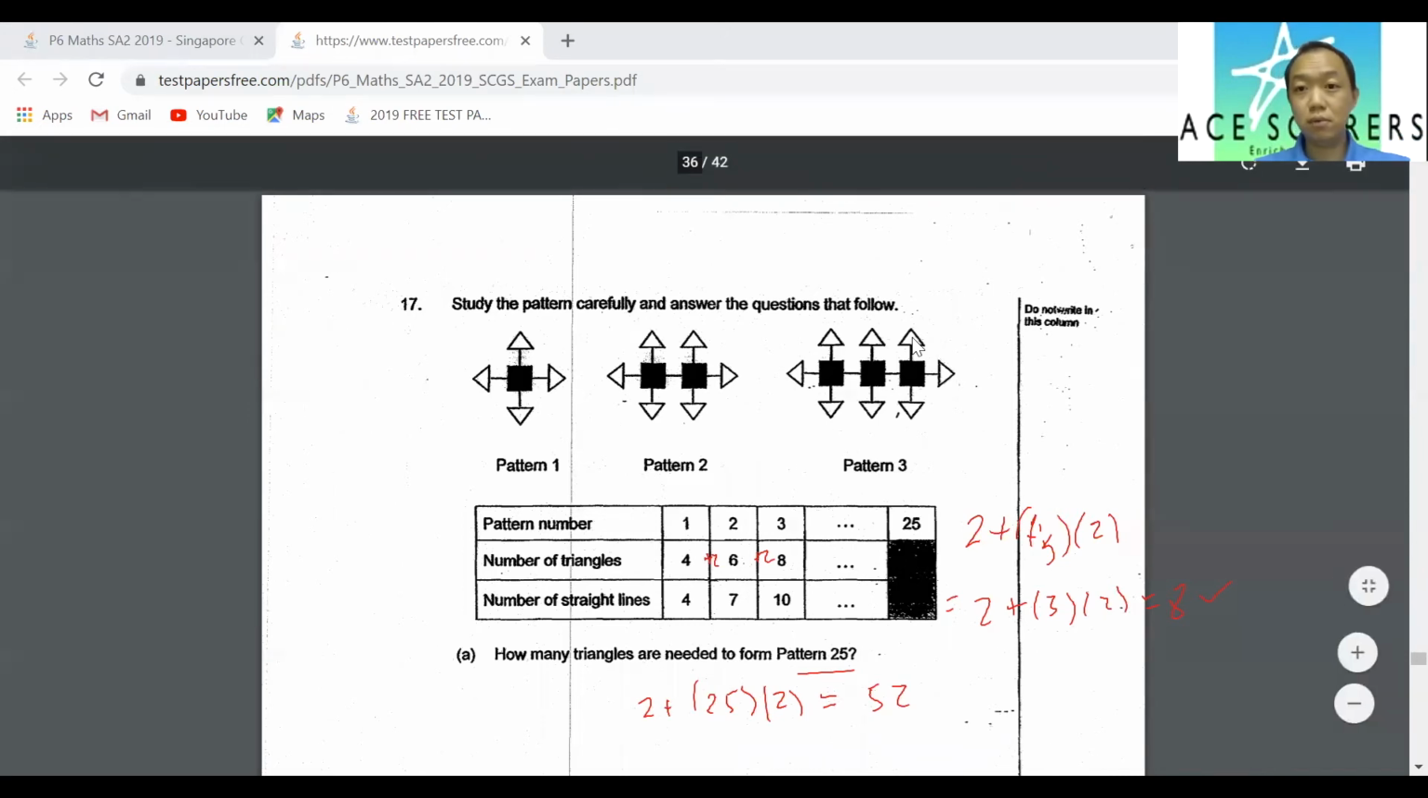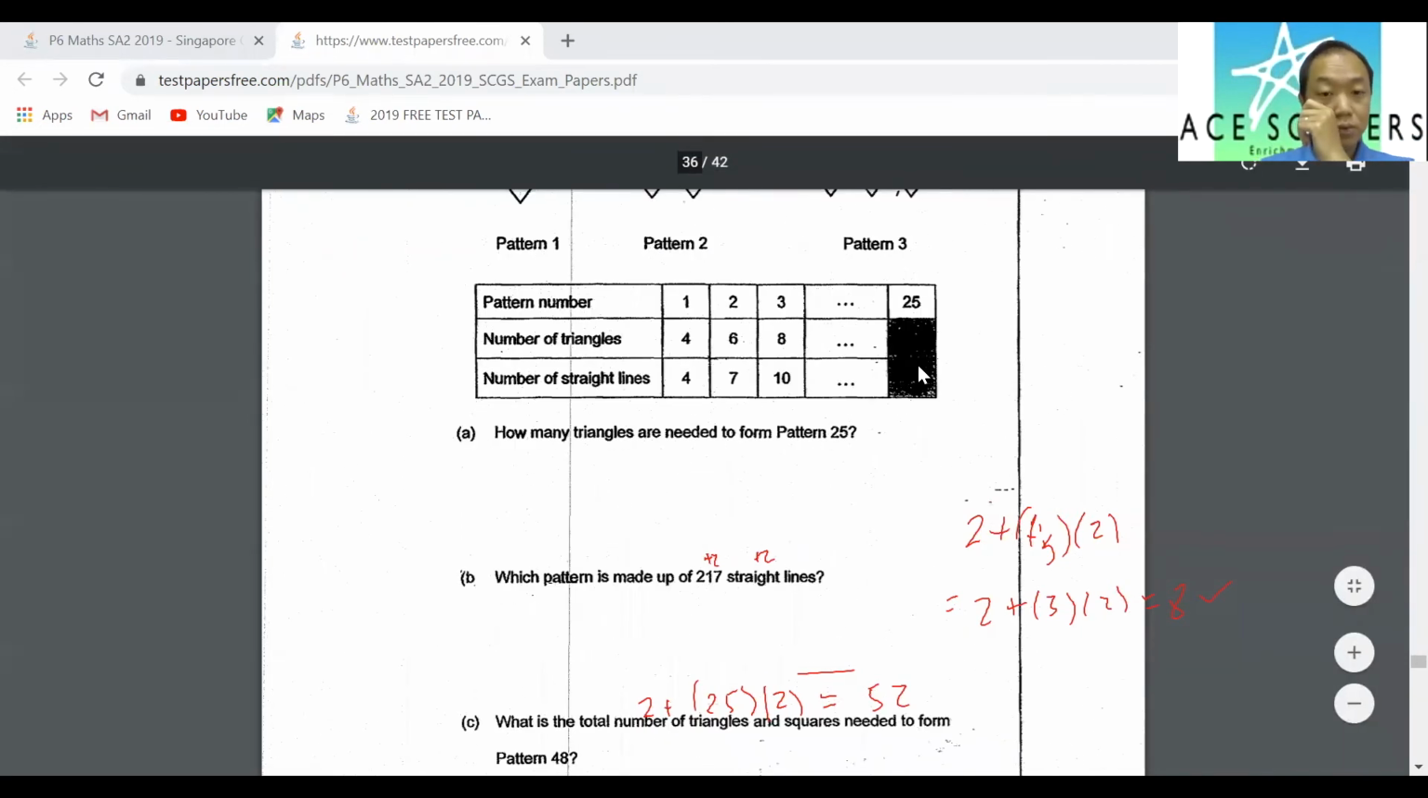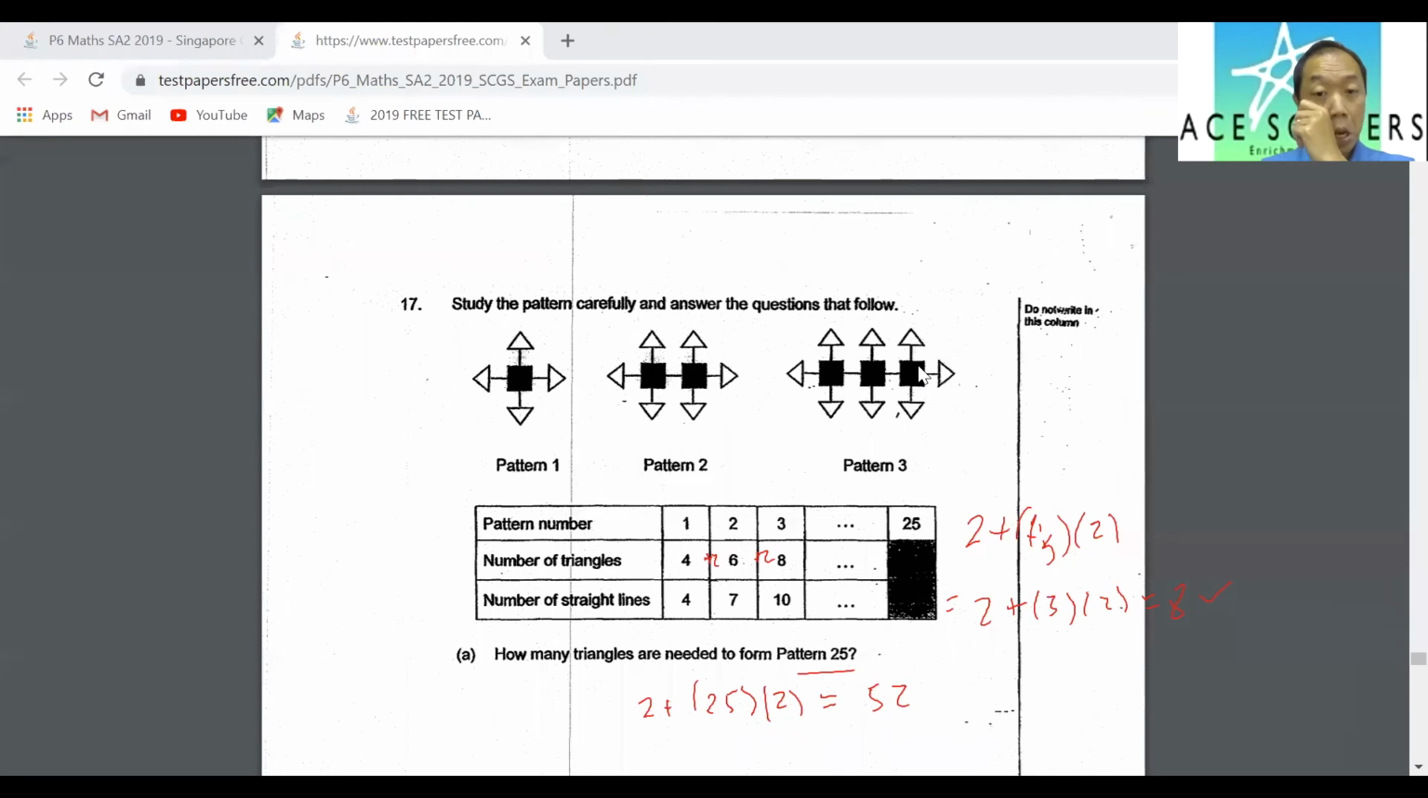That was fast. Next, which pattern is made up of 217 straight lines? Okay, now I want to find 217, yeah? So 217 straight lines. I need 217. The pattern here is plus 3 plus 3. Okay, so what is the formula? It is 1 plus figure number times 3. You realize that this 3, I will put it into here. So let's test. If it's figure 1, 1 plus 1 times 3 equals 4.